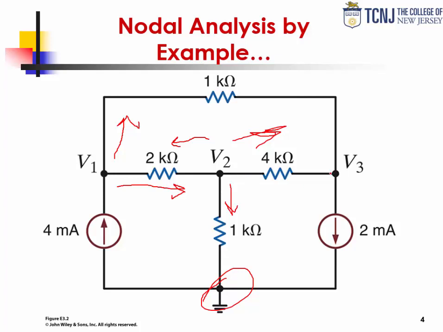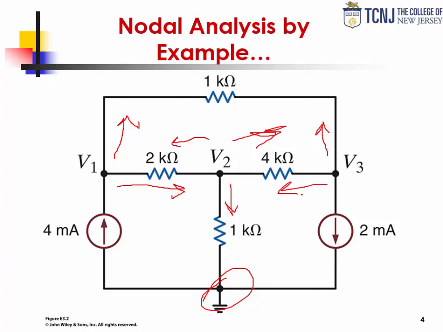Now we have this node, V3, so we have this current here, and that is going to be V3 minus V1 divided by 1K. Then I have this current here, so that's going to be plus 2 milliamps. And finally I have this current here, which is going to be V3 minus V2 divided by 4K. So remember that all currents are positive coming out of the node.